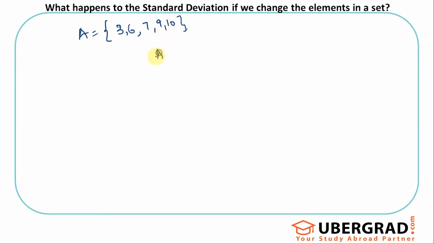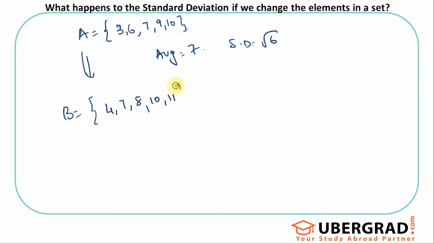So the average is 7. The standard deviation was turning out to be square root 6. Let's say I have another data set. What did I do? I'm adding plus 1 to each element. 3 plus 1 is 4, 6 plus 1 is 7, 7 plus 1 is 8, 9 plus 1 is 10, and 10 plus 1 is 11. Basically each element is added plus 1. I'm adding a constant number.